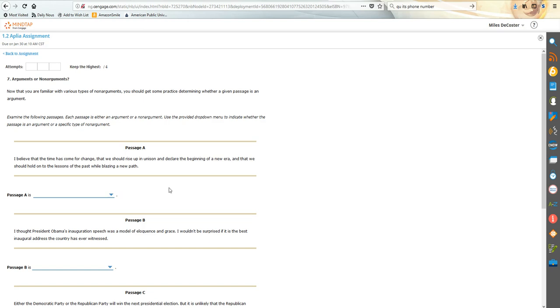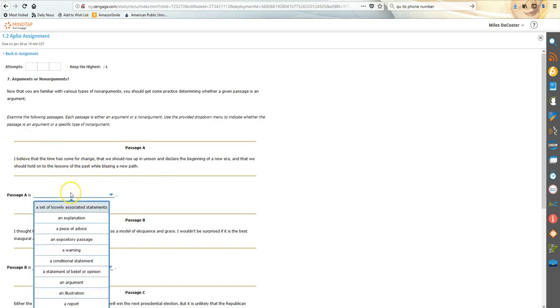Okay, that looks like that's something that could be true, and maybe that is true. That we should rise up in unison, more of what you think, and that we should hold on to lessons of the past while blazing a new path. All right, so there's really no inferential meat to this thing. He's not trying to show me why, because some other things are true, that must make something else true. So it's a non-argument. It doesn't have the inferential claim of an argument that it needs.